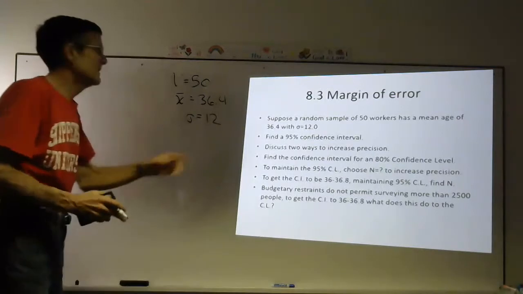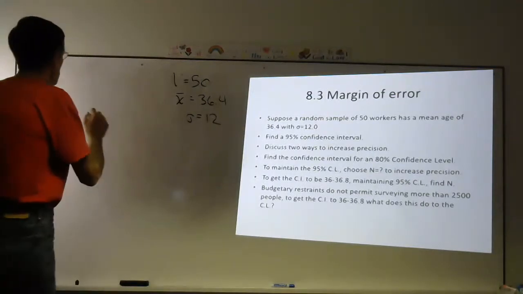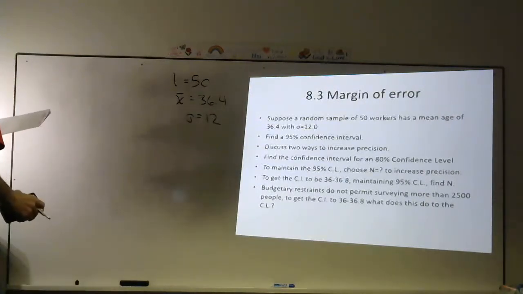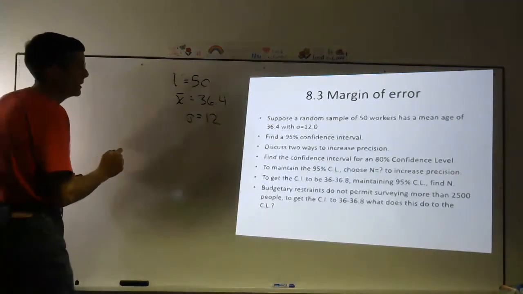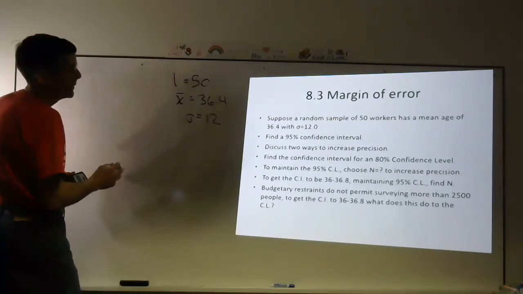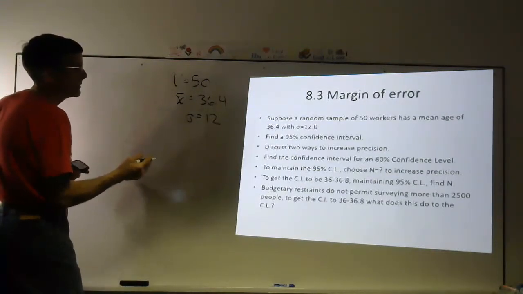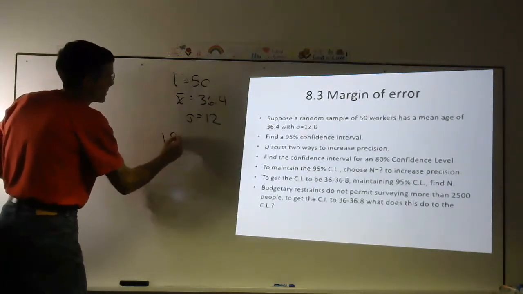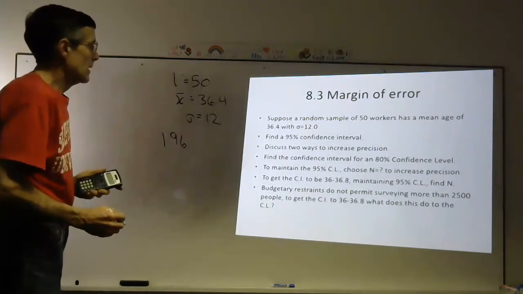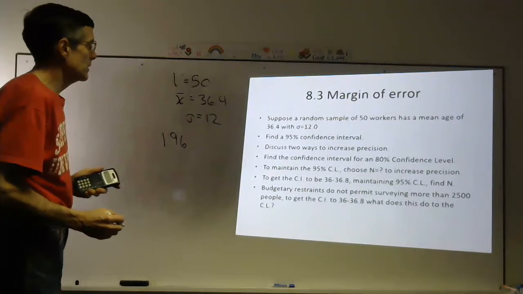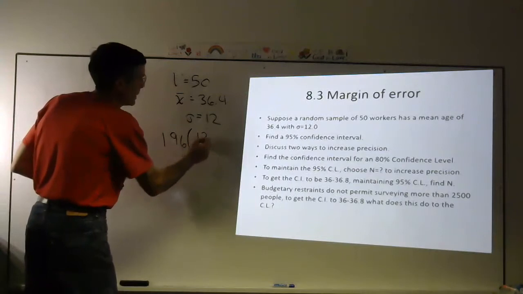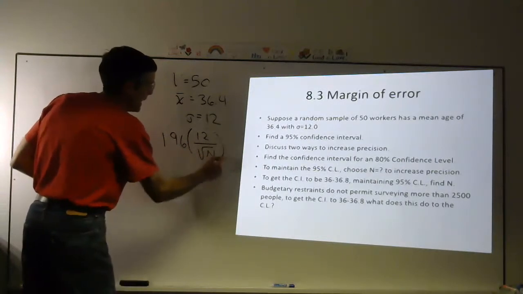Suppose we want to maintain the 95% confidence level. Now, if you remember, the 95% confidence level had 0.025 at each side, and 0.025 was 1.96. So we know in this particular problem, we want to maintain 95% confidence. So we want to have 1.96, okay? And we want to maintain the 95% confidence level, and this is still 12, but this time it's root n.